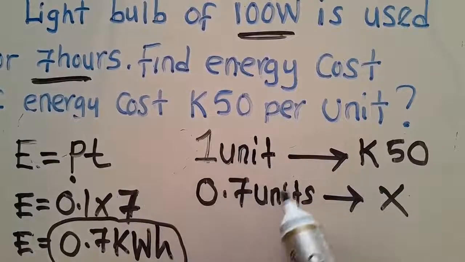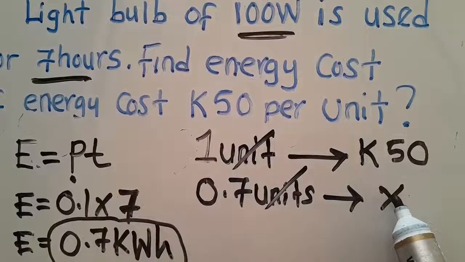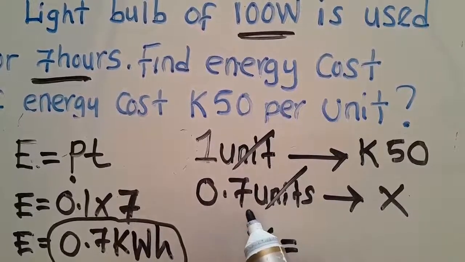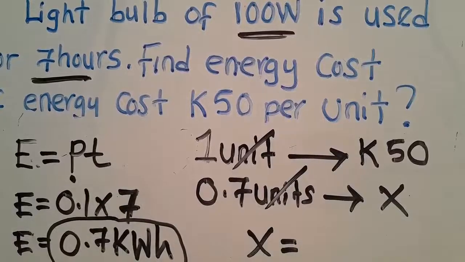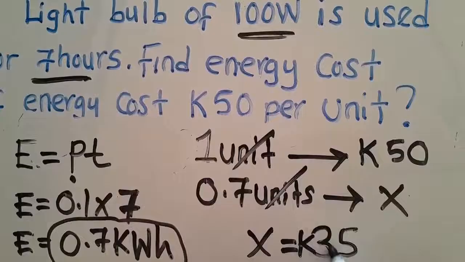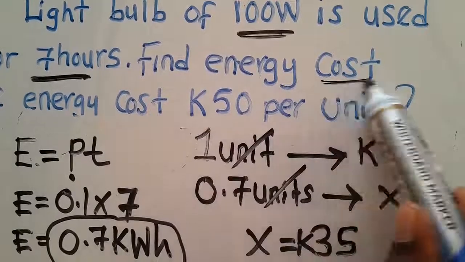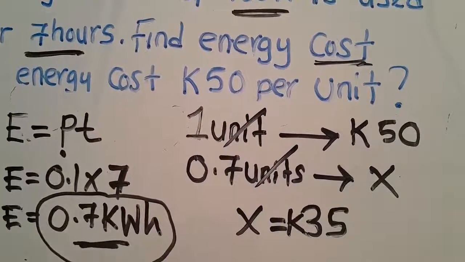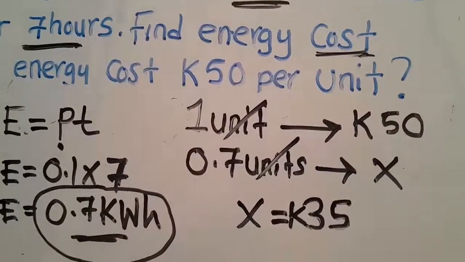In this, the units will cancel out. You're going to have X times 1, that is X, which is equal to 0.7 times 50. So 0.7 times 50, what answer are you going to get? You're going to get 35. Since there is a K there, this is the money that we want to find. The question was, find energy cost. The energy cost is 35 kwacha.